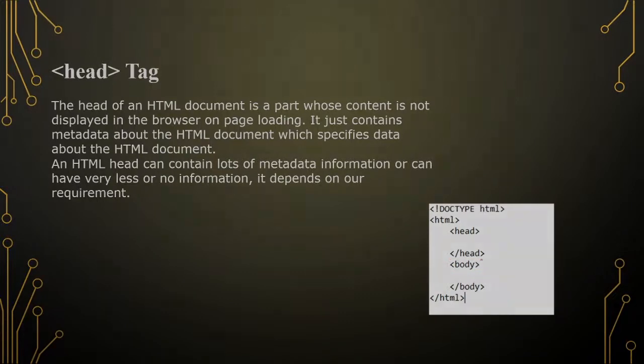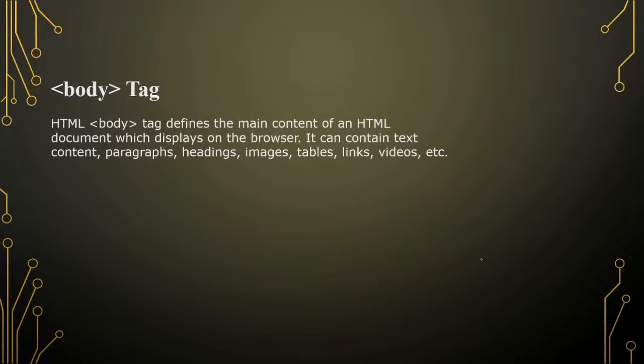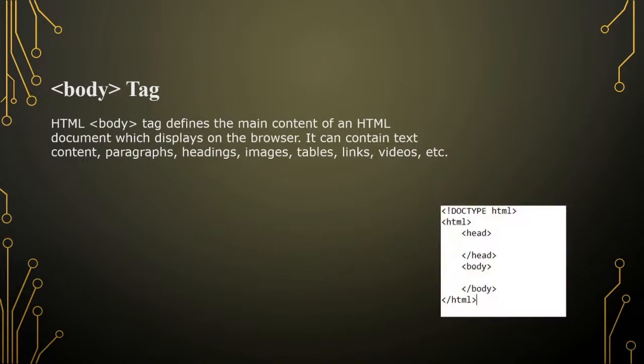So coming to our next tag is our body tag. HTML body tag defines the main content of an HTML document which displays on the browser. It can contain text, paragraphs, headings, images, tables, links, videos, etc. Body tag is one of the most important tags. All the content that you want to show on the web page is written inside the body tags. So let me show you. This is the body tag.